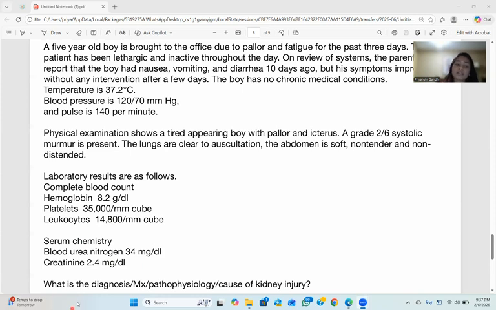Now, the question stem may ask for diagnosis or management or pathophysiology or cause of kidney injury, which we have already discussed about. The important things to consider here is this murmur, not to get carried away by that, and the demographics, which I discussed from this question stem.